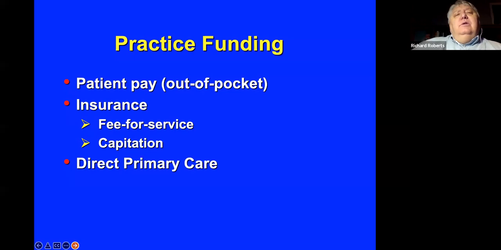And the way that insurance tends to pay varies. Some plans you get paid on a fee for service basis. So there, the more you do, the more you earn.